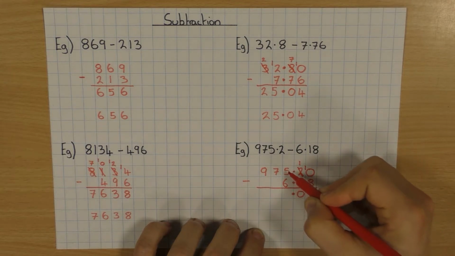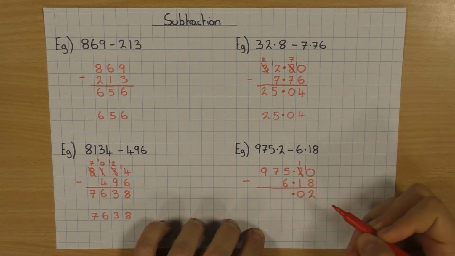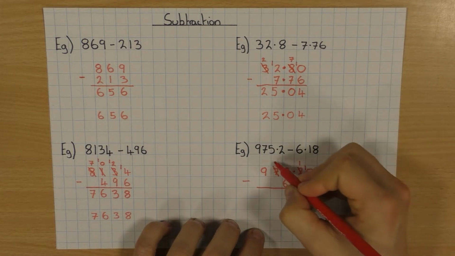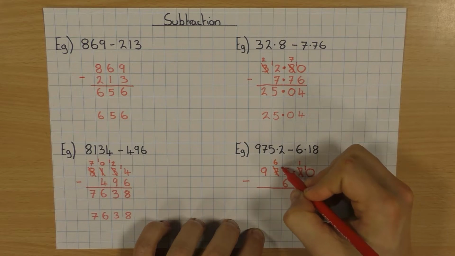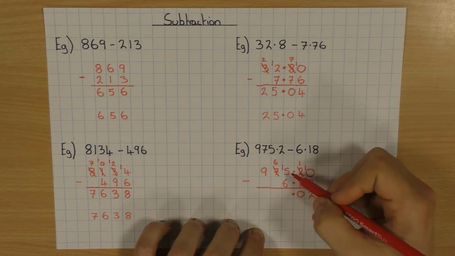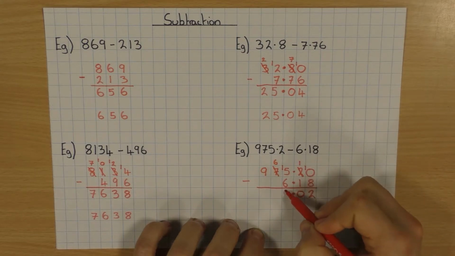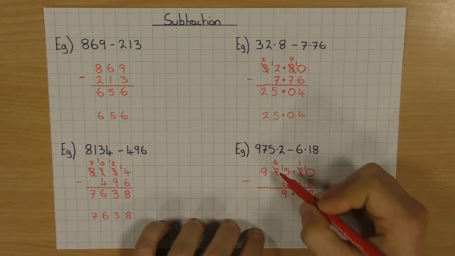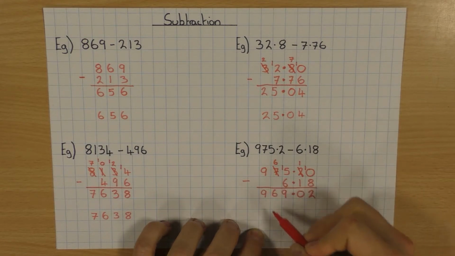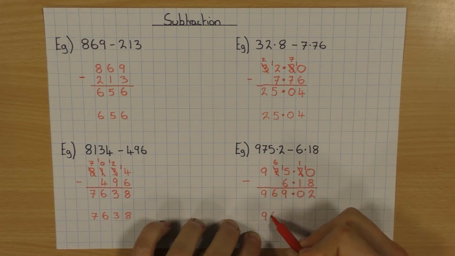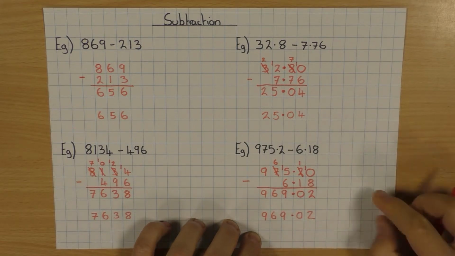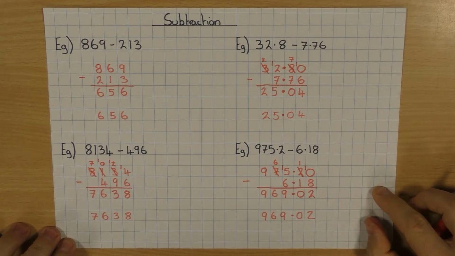Decimal point. 5 take away 6. Again, I can't do it, I don't have enough, I'll go into negatives. So I'm going to nick 1 from the 7, call that a 6. And that nicked 1 comes over to make that a 15. 15 take away 6 will leave me with 9. 6 take away nothing is 6. 9 take away nothing is 9. So I'm left with the answer of 969.02. So that's how we use the column method.